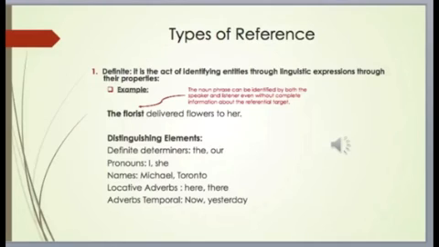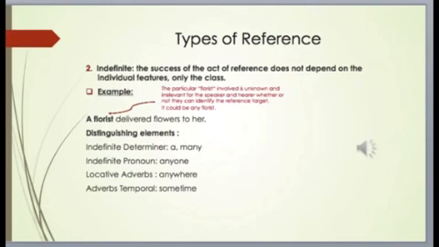Distinguishing elements for a definite type of reference are definite determiners, the, our, pronouns like I and she, proper names, locative adverbs here and there, and temporal adverbs like now or yesterday.